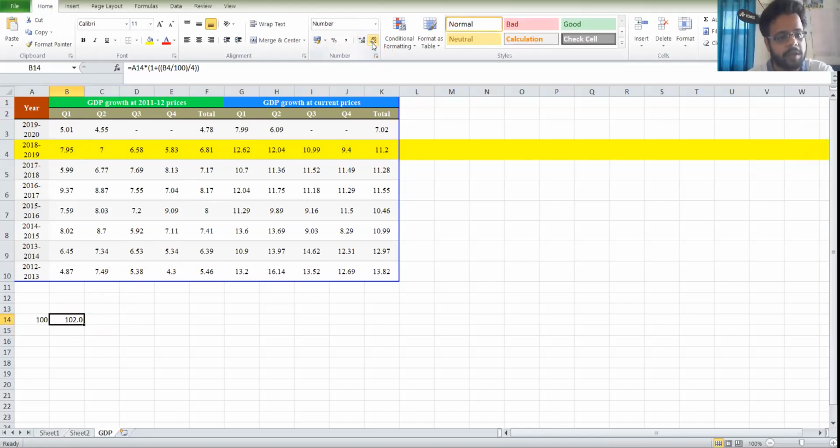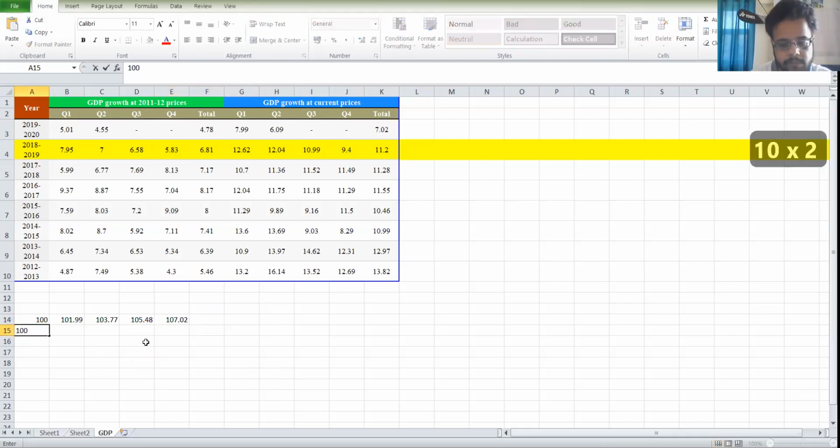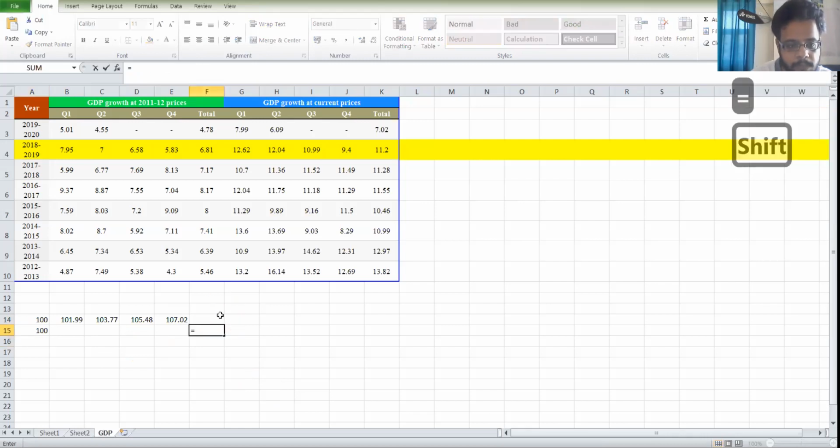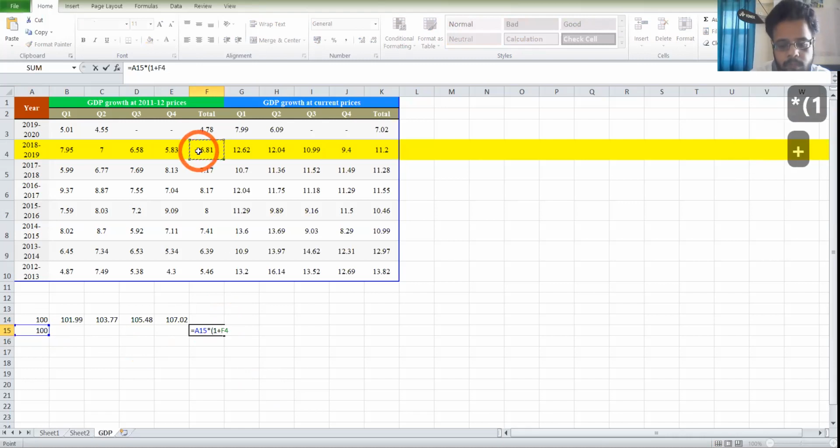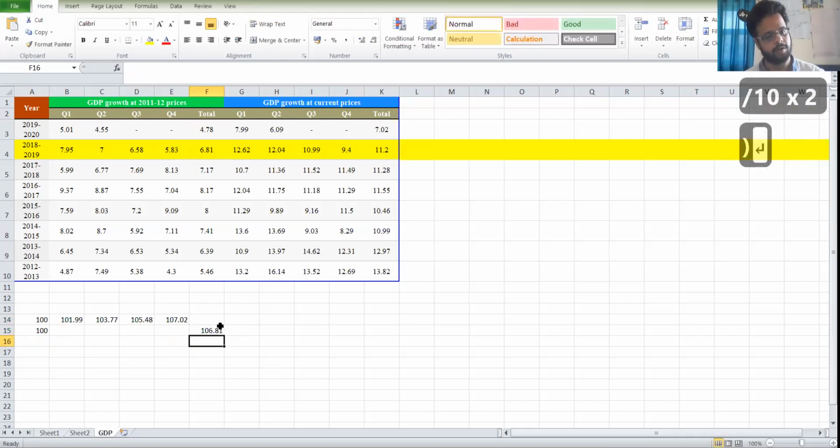So this is a 7.95% growth rate. Empirically, this makes sense because 7.95 is almost equal to 8%. 8% in a year means 2% per quarter. So 1.99% makes sense. And we can drag this formula. So at the end of the fourth quarter, I get 107.02. Whereas if I take an annual number, I should get 106.81.